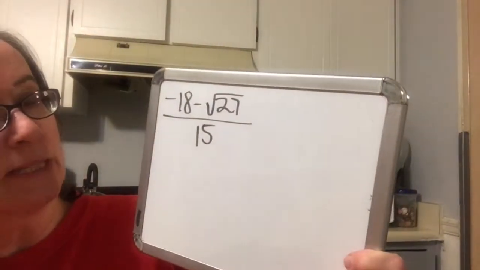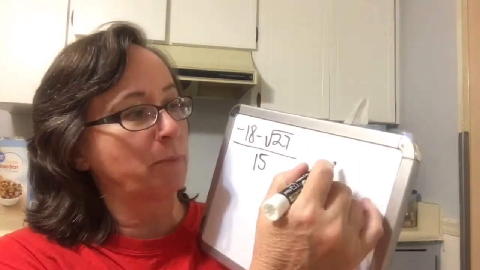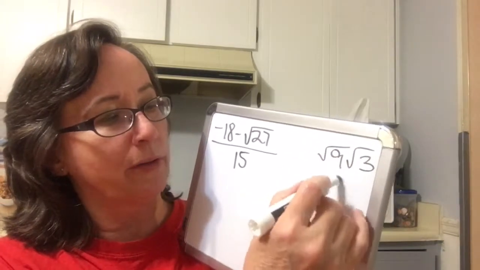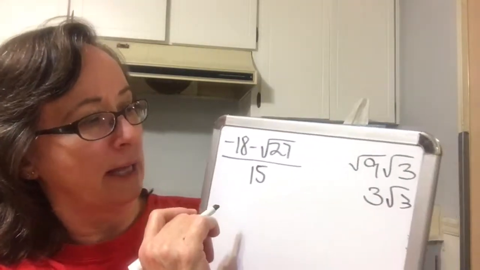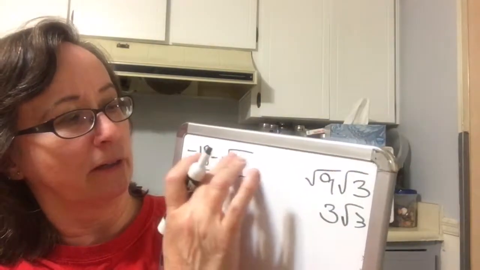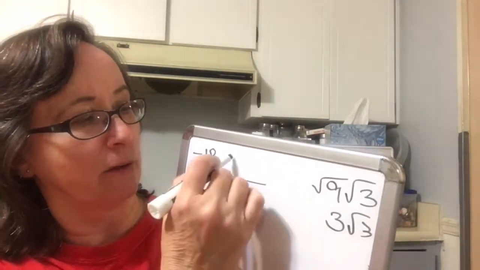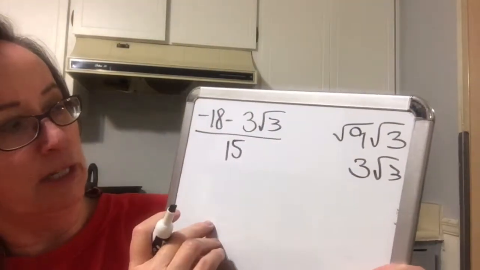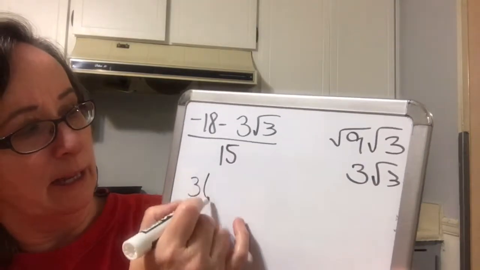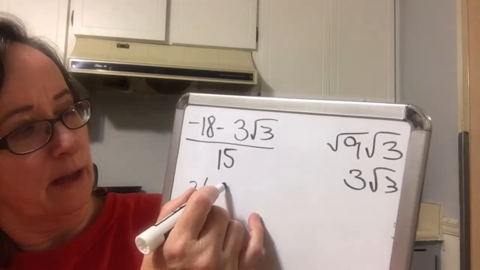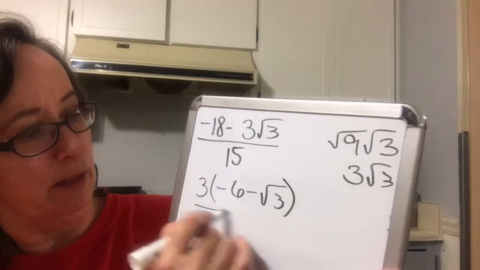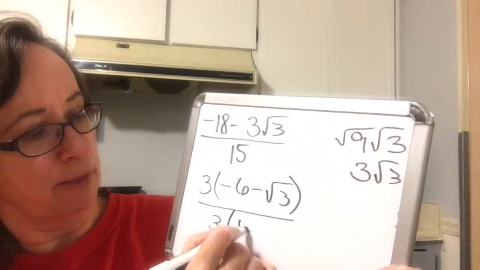And the last problem in chapter 9, and again, this one is a simplify. So we're going to first break out our square root of 27 is the same thing as the square root of 9 square root of 3, or 3 square root of 3. So let's just change this to 3 square root of 3. Now I have a 3, 3, 3 in each one of those. So if I pull out a 3, I get a negative 6 minus square root of 3 all over 3 times 5.